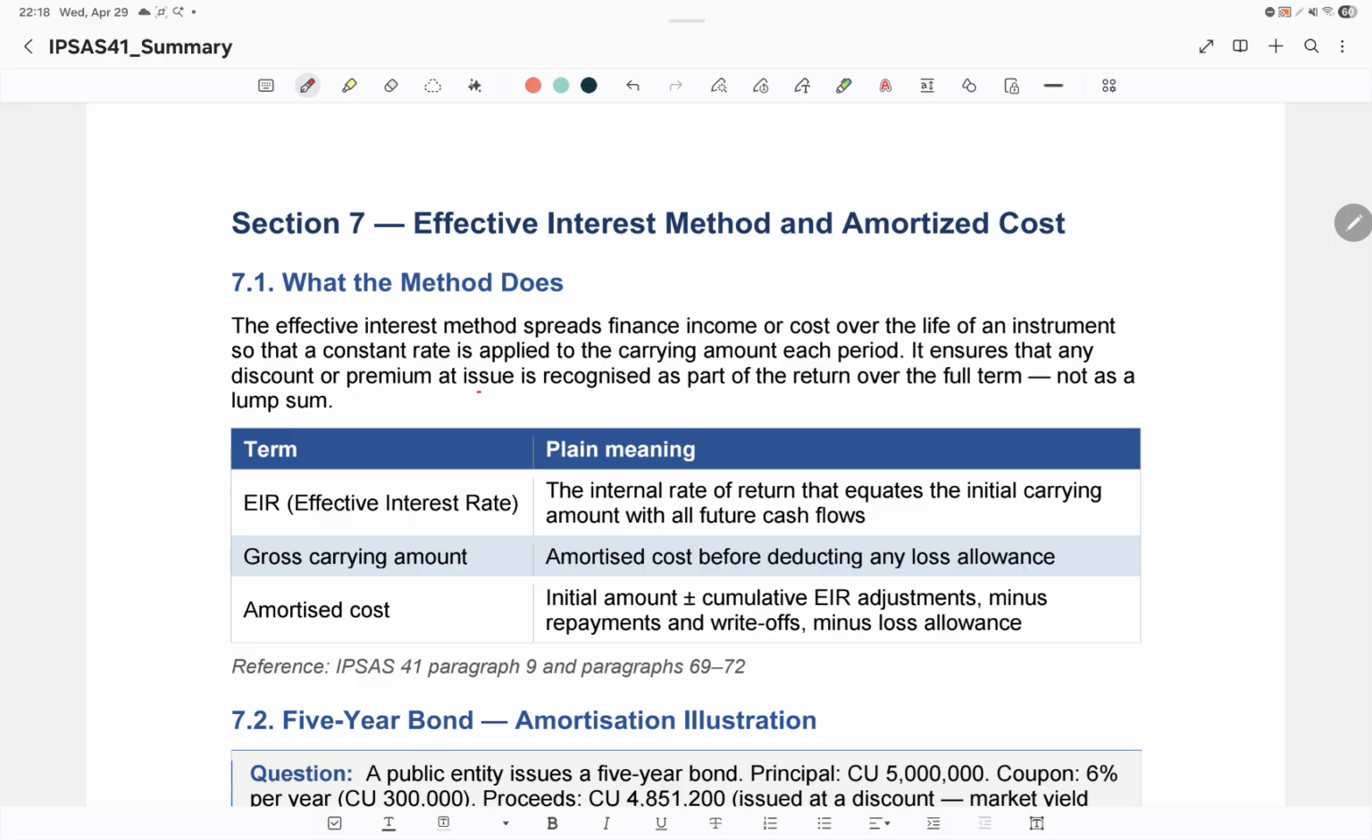So what does the method do? The effective interest method spreads the finance income or cost over the useful life of an instrument so that a constant rate is applied to the carrying amount each period. It ensures that any discount or premium at issue is recognized as part of the return over the full term, not as a lump sum.